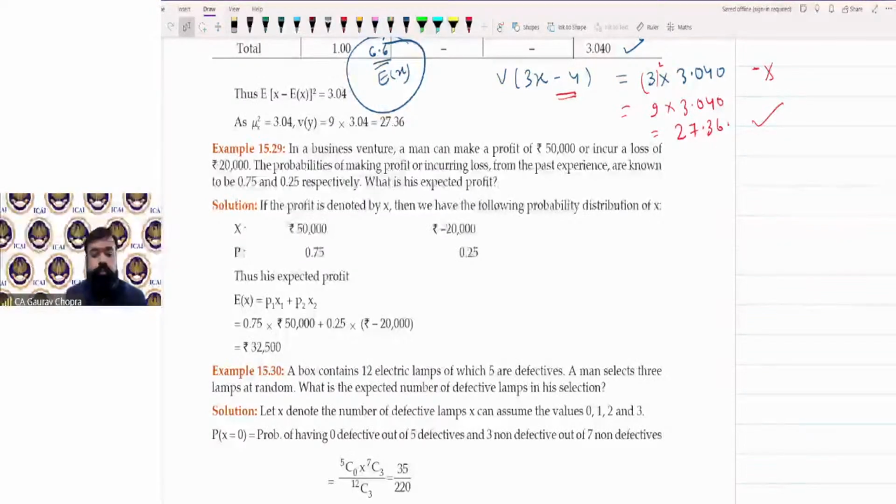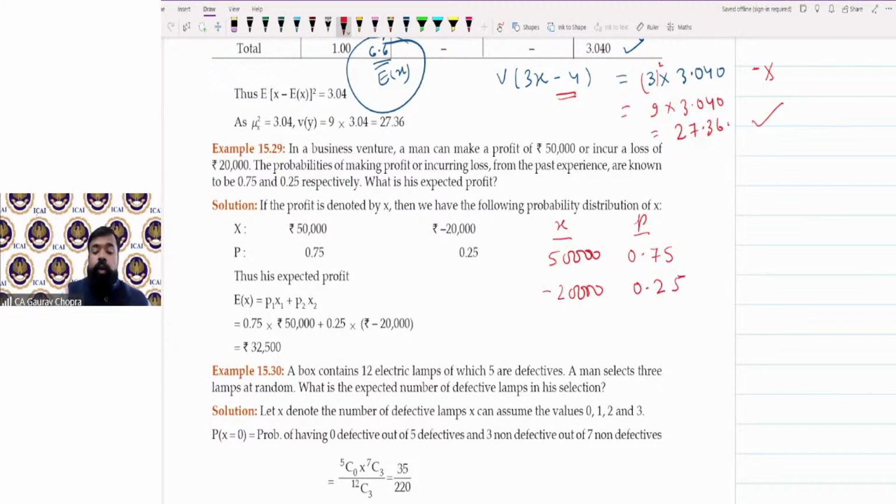29. In a business venture, a man can make a profit of rupees 50,000 or incur a loss of rupees 20,000. So two possibilities are given here. One is profit and other is loss. So always prepare the table. In X, we will write all possible cases. So 50,000. Loss is minus 20,000. Now, what is the probability? It says probability of profit is 0.75 and probability of loss is 0.25.